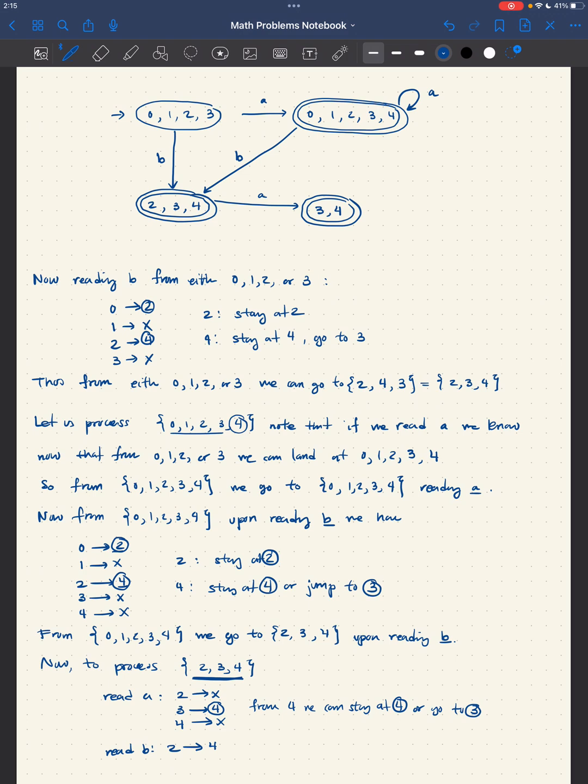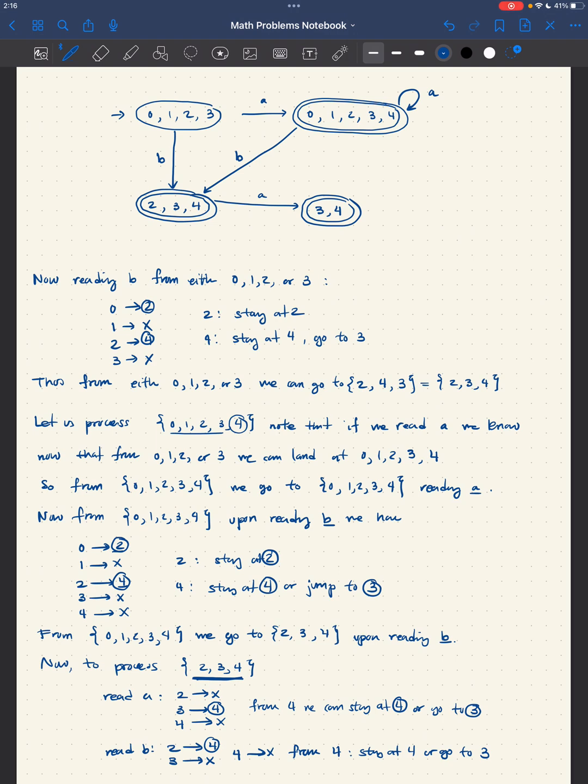If I have a 3 and I read a B, I go nowhere. If I go to 4 and I read a B, well, I get nowhere. But from 4, which is the only thing that we can land on from any of the states that we have here, we can do two things by reading absolutely nothing, which would be stay at 4 or go to 3 from the original picture that we have to keep in mind.